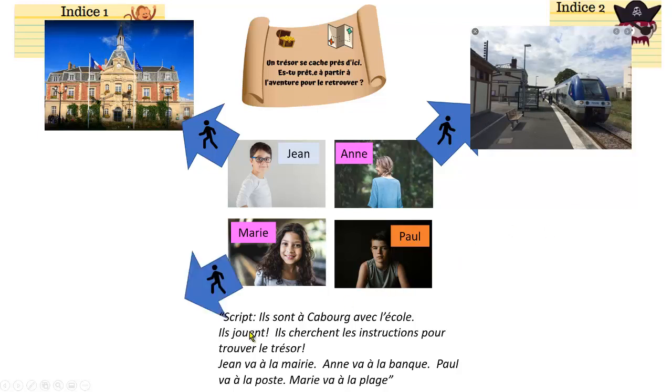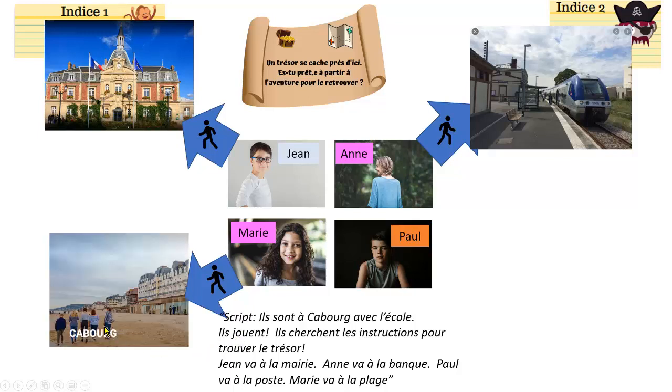Ensuite, nous avons Marie. Elle va à la mairie? Non. Elle va à la gare? Non. Marie va à la plage. Marie va à la plage. Jean va à la mairie. Anne va à la gare. Marie va à la plage.